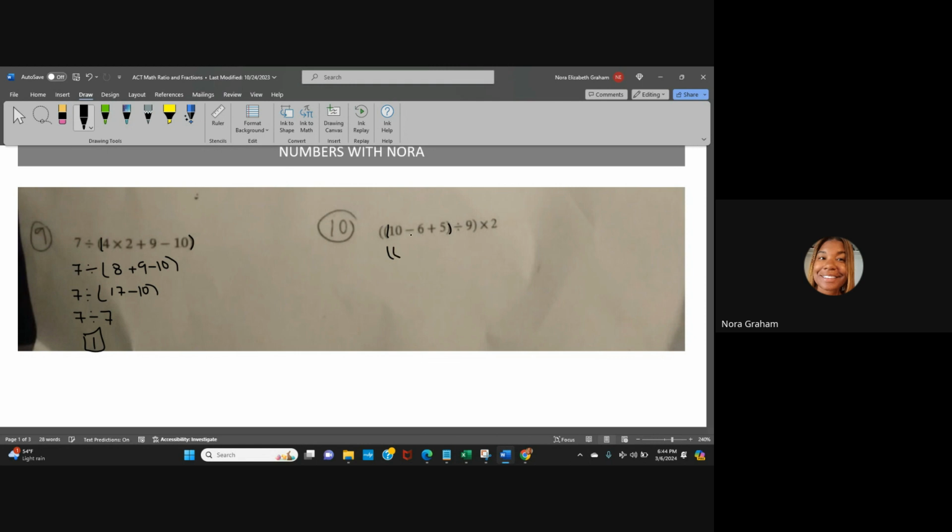This one, I notice I have addition and subtraction in there. So I'm going to move from left to right. 10 minus 6 is going to equal 4. So 4 plus 5. Okay, in parentheses. And then we have the divided by 9. Everything else I'm just writing out, okay? Because I'm showing step by step what I'm doing. And then that's times 2.